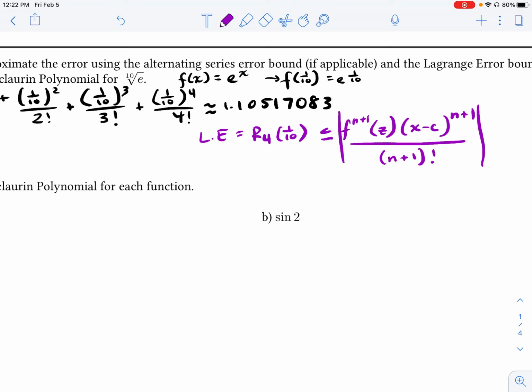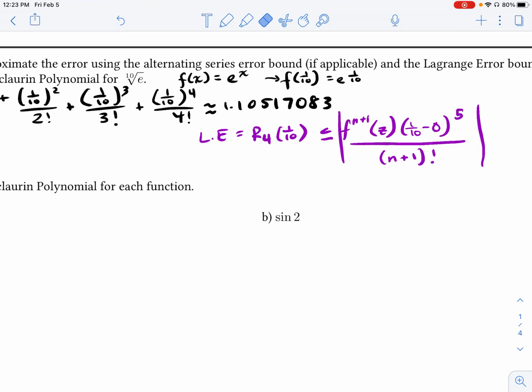Now, let's start plugging in a couple things that we know. First off, since we're evaluating this function at 1 over 10, that's my x value. So I'm going to write that in. That's 1 over 10. And since this is a Maclaurin series or a Maclaurin polynomial, it is centered at 0. So I'm going to go ahead and write that. We use a fourth degree Maclaurin polynomial, so the next term, the n plus 1 term, this would have to be the fifth term. So I'm going to write that.